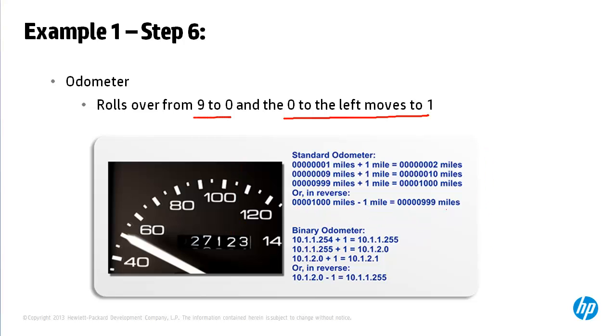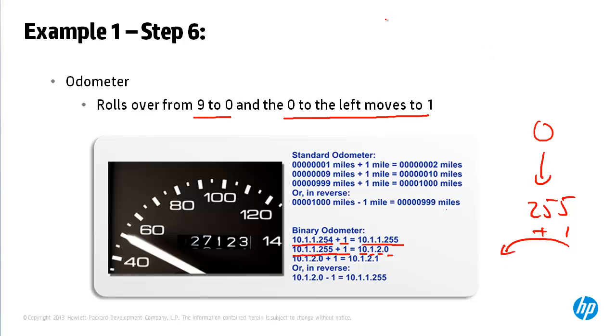Now using that analogy with binary, think of a binary odometer. Here you've got an IP address 10.1.1.254. Plus 1 will give you 10.1.1.255. However, 10.1.1.255 plus 1 will roll that over to 10.1.2.0. Remember, in an octet, the maximum value is 255. So if you add 1 there, it can't go to 256 in an IP address. It has to roll over the next octet.